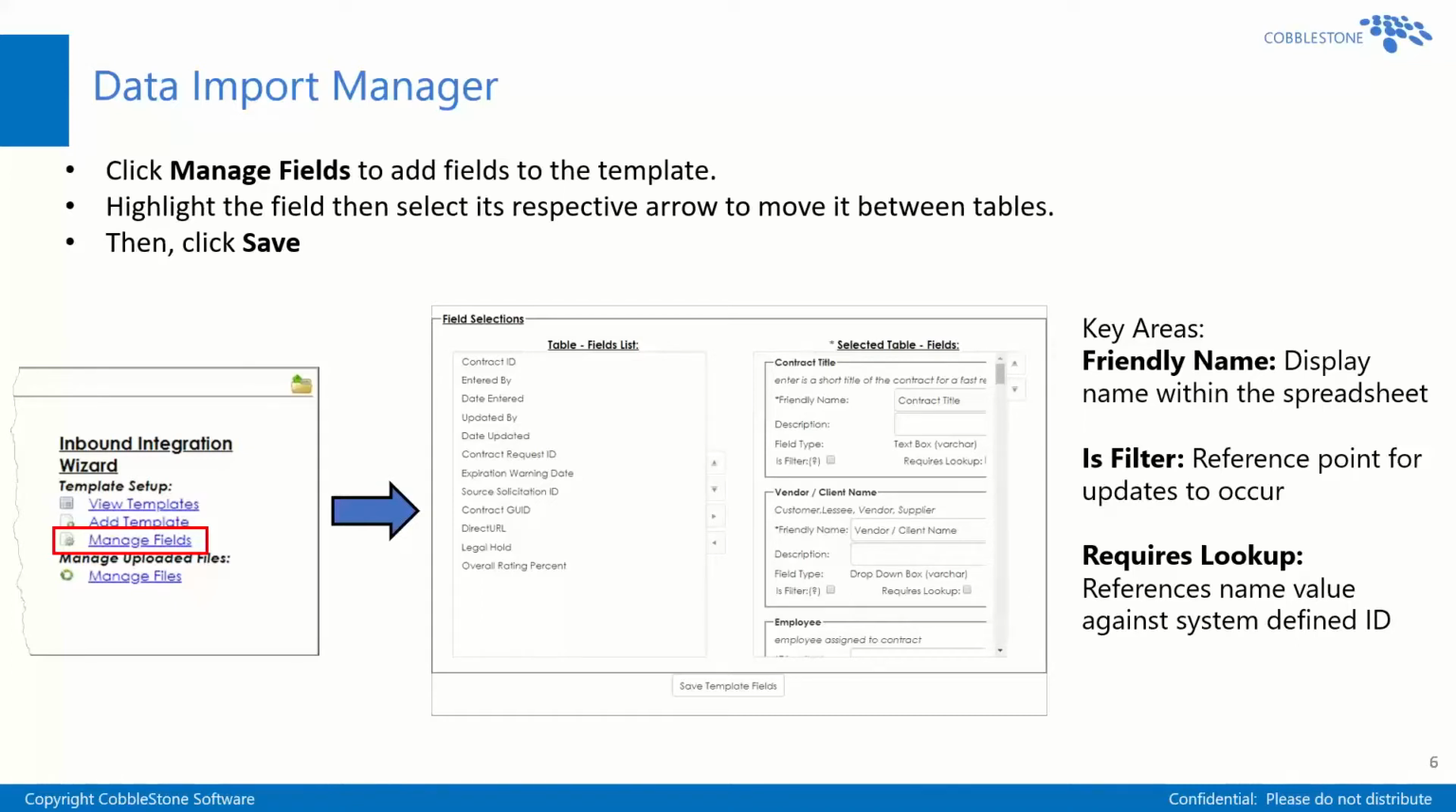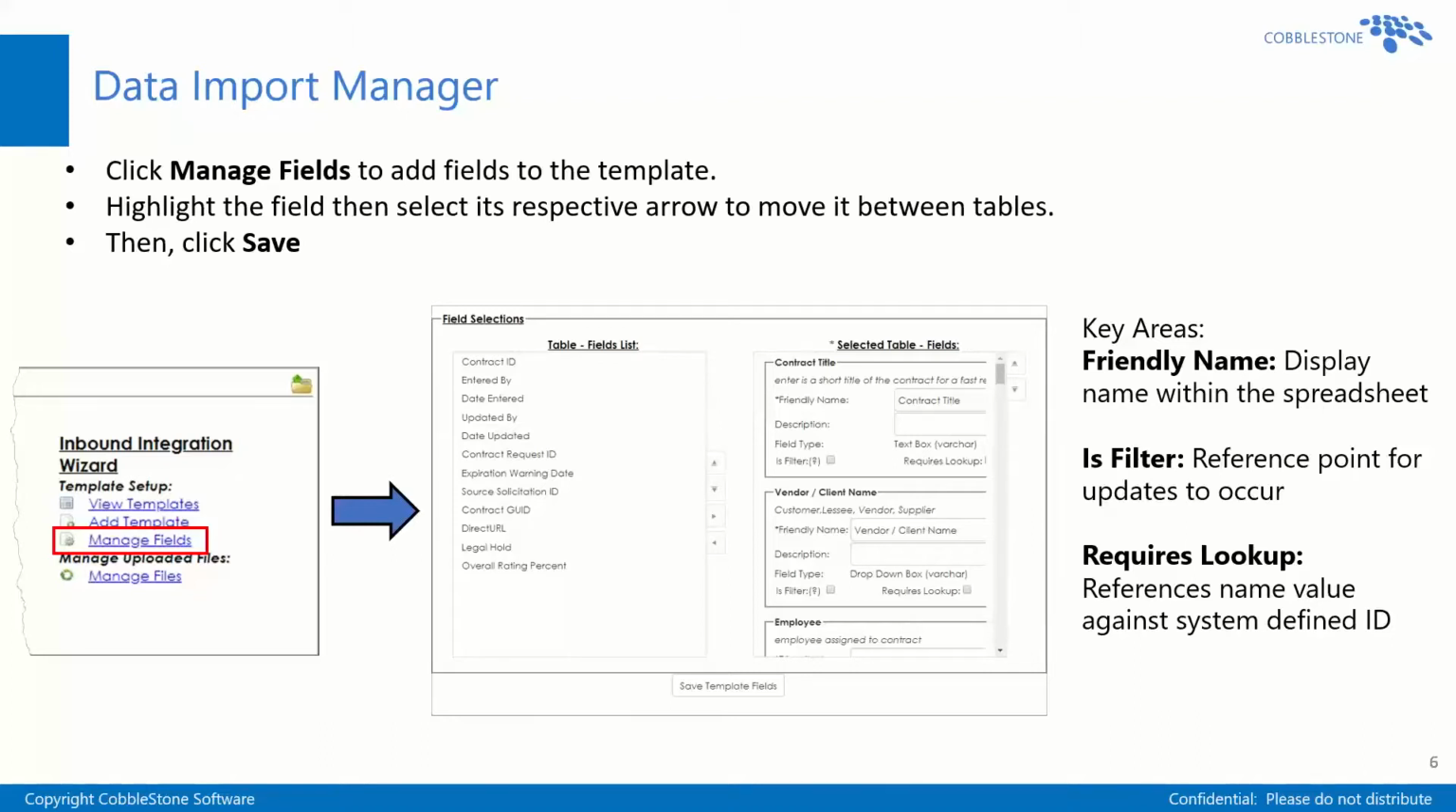Then we have our description field that's completely optional. We have 2 tick boxes at the bottom of each field selection: is filter and requires lookup. We'll talk about is filter first. Is filter is used when we are updating information en masse as opposed to importing it. So that's the second use for our data import manager, is processing mass updates.